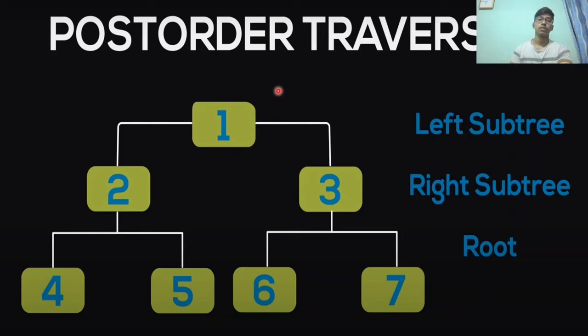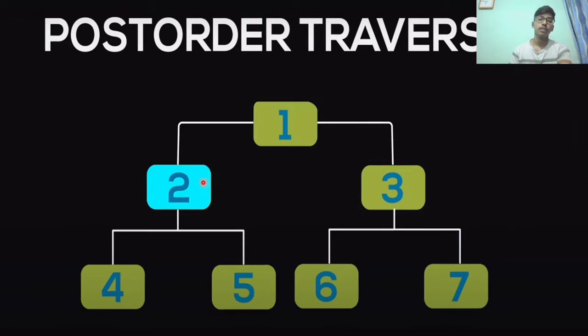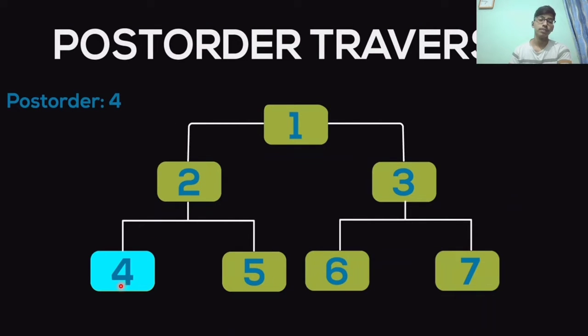Now let's see about the post order traversal. In post order traversal, first we travel to the left subtree and next we go to the right subtree and finally to the root. Now let's see how it works. First we go to the parent node and check the left subtree, it exists, so we go to 2, and check the left subtree of 2, it exists, so we go to 4. 4 doesn't have a left subtree or right subtree, so we add 4 to the post order sequence and we come back to the previous node, that is 2.